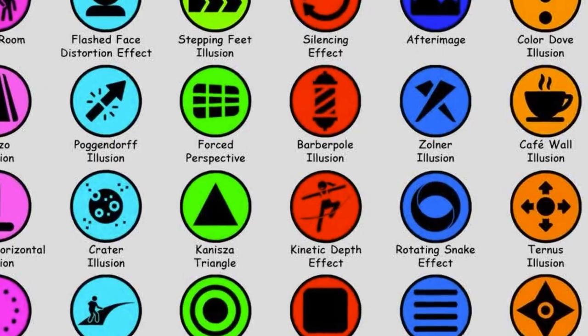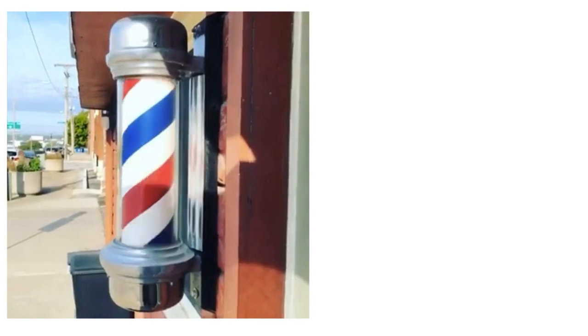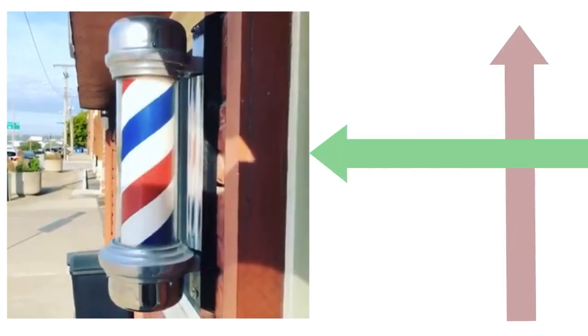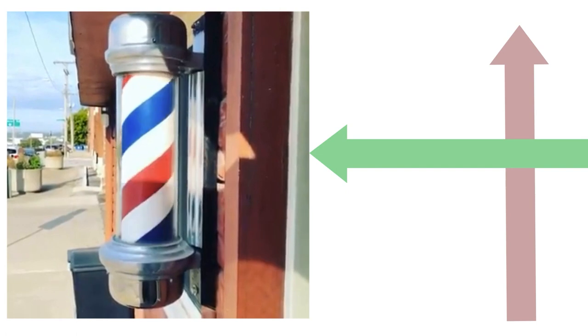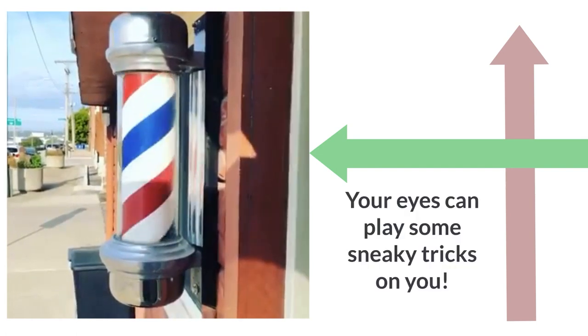Number 14. Barber pole illusion. Did you know that the stripes on a barber pole don't actually move up and down? It's an optical illusion created by rotating diagonal lines, making it seem like the stripes are in motion. Your eyes can play some sneaky tricks on you.